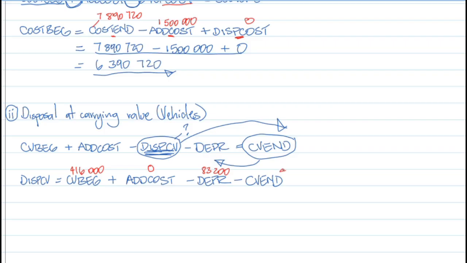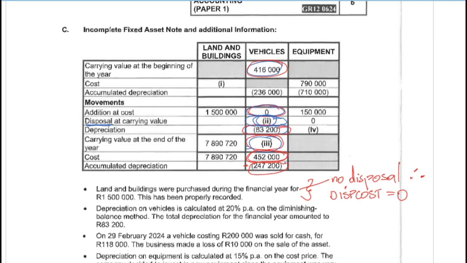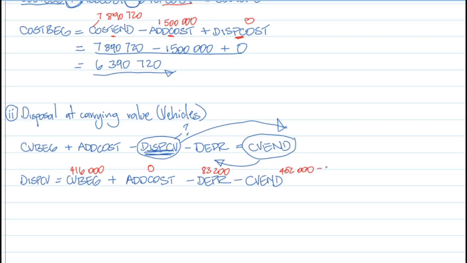So that will be the cost at the end of the year, which is 452,000 rands minus accumulated depreciation at the end of the year, which is 247,200 rands. And that gives us the carrying value at the end of the year of 204,800 rands.